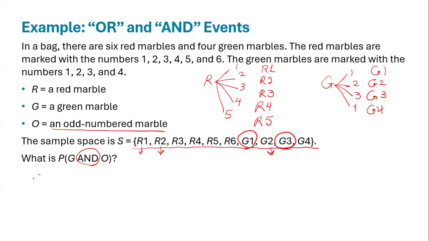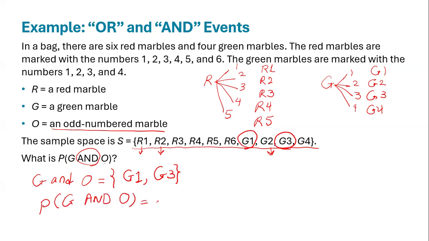So for the outcome G and O, if you want to write the outcomes, it only has two outcomes, G1 and G3. But if you want to find the probability, make sure that you have a fraction. When you find a probability, we put the number of outcomes in the event on the top, and the number of outcomes in the sample space at the bottom. How many outcomes do we have in event G and O? Just 2. How many outcomes do we have in the sample space altogether?